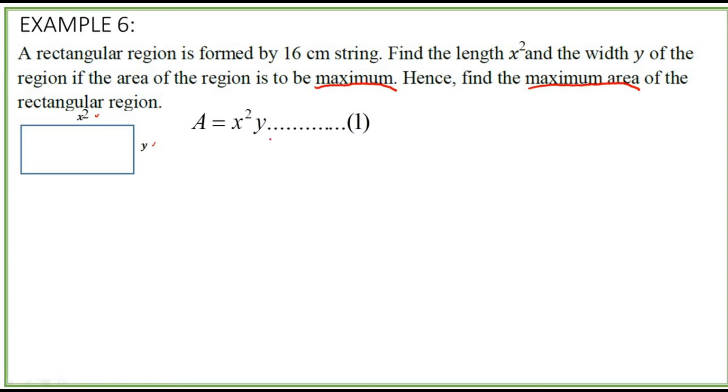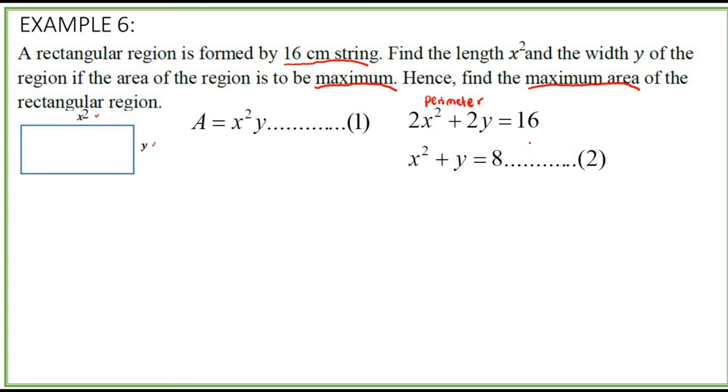Next, we figure something out based on the information given in the first sentence itself. This region is formed by 16 cm string, which means that they use the concept of perimeter. So from the information, we can deduce the equation 2x squared plus 2y equal to 16. 2x squared plus 2y is basically the perimeter of our rectangular region. If I simplify this, we will get x squared plus y equal to 8, and I denote this as our second equation.